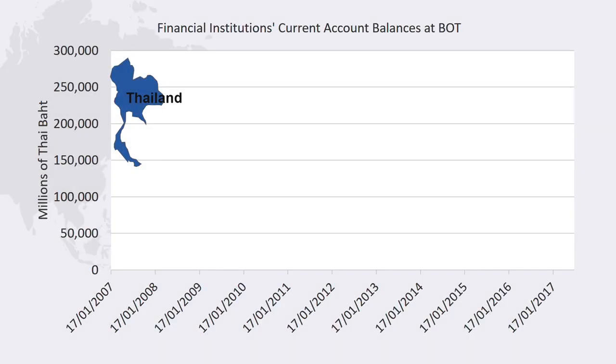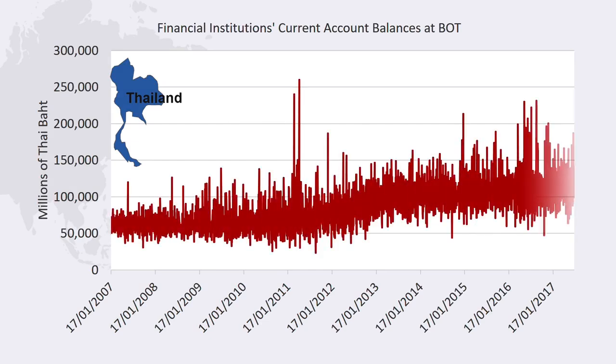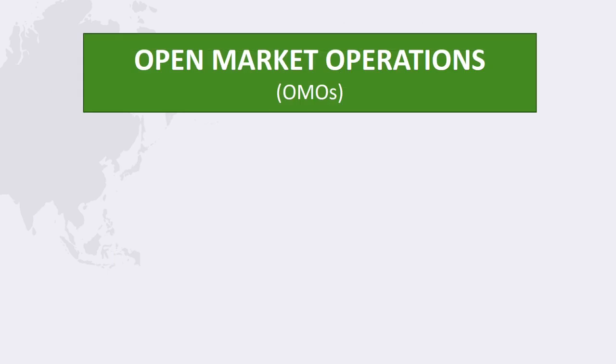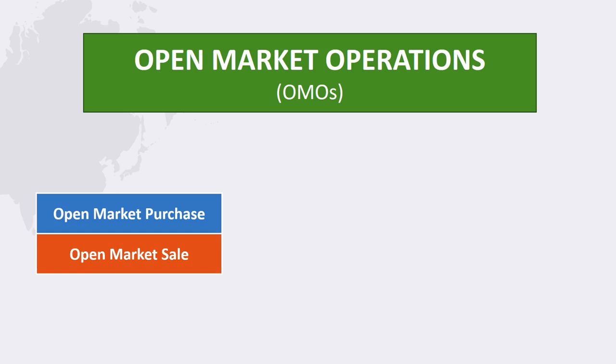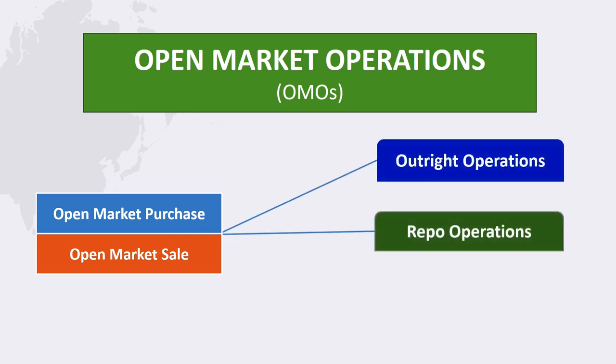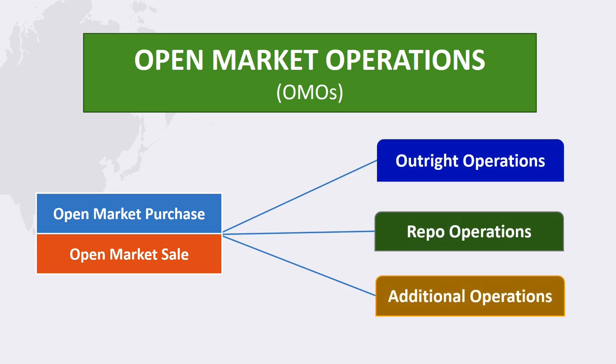Consider this weekly data on reserve money issued by the Bank of Thailand. We see the supply of reserves is growing over time, but also changes sharply from week to week. This indicates that we cannot think about interbank interest rates without thinking about changes in the supply of reserves. The primary way that central banks change the level of reserves is through open market operations. Open market operations are the purchase or sale of financial assets by the central bank. We will describe three types of operations: outright operations, repo operations, and additional operations.